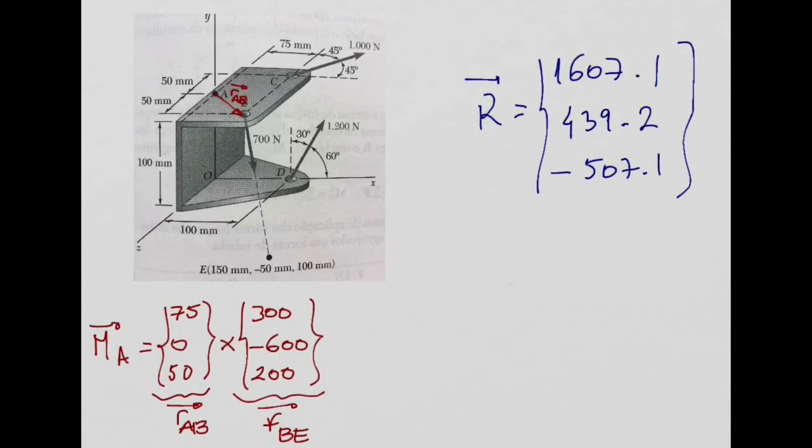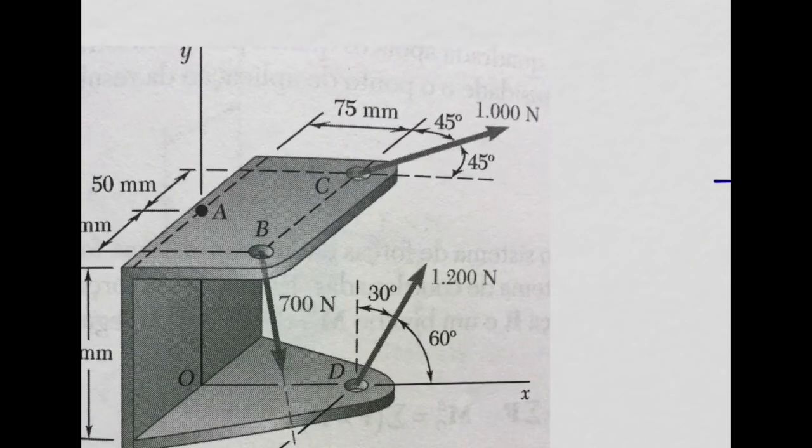But I have more forces, right? So I need to add more moments about point A. So now we are going to look at the moment produced by this force at point C, the moment produced by that force about point A. And then I will have to define my position vector. You tell me. My position vector for the moment produced by this force needs to start where? Point A, and needs to go to C.